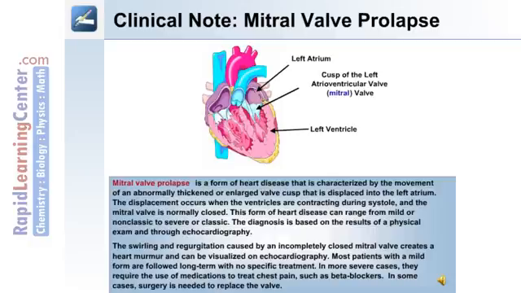The diagnosis is based on the results of a physical exam and through echocardiography. The swirling and regurgitation caused by an incompletely closed mitral valve creates a heart murmur, and it can be visualized on echocardiography. Most patients with a mild form are followed long-term with no specific treatment. In more severe cases, they require the use of medications to treat chest pain, such as beta blockers, and in some cases, surgery is required to replace the valve.